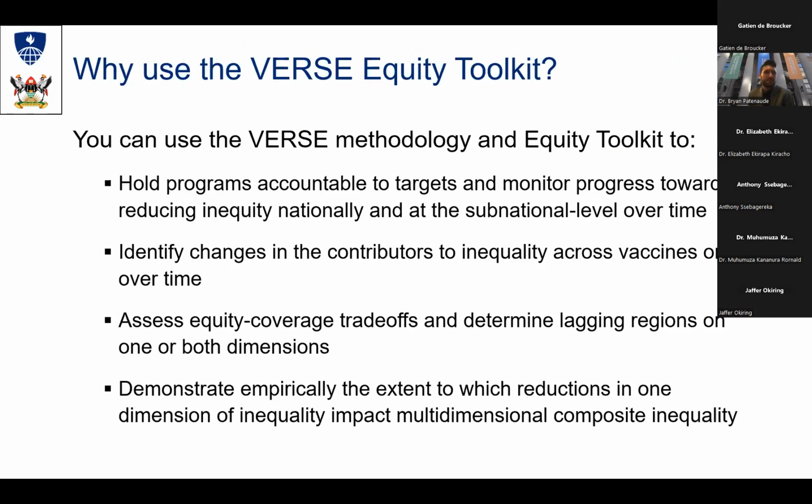So just to sum up about the toolkit and why you might use it. The VERSE methodology and equity toolkit allow us to do a number of different things. They allow us to hold programs accountable to targets and monitor progress towards reducing inequity nationally and at the subnational level over time. And that's important. A lot of people talk about reducing inequities. It's a buzzword in the field of public health right now. Very few people are measuring it in a standard way, and very few people are tracking it routinely over time.